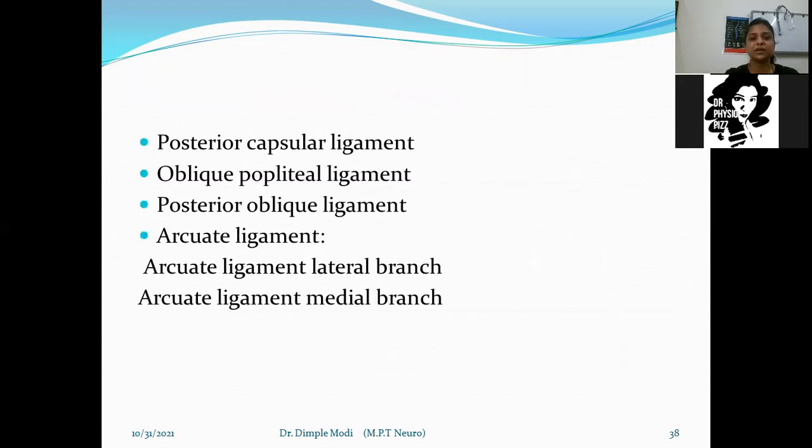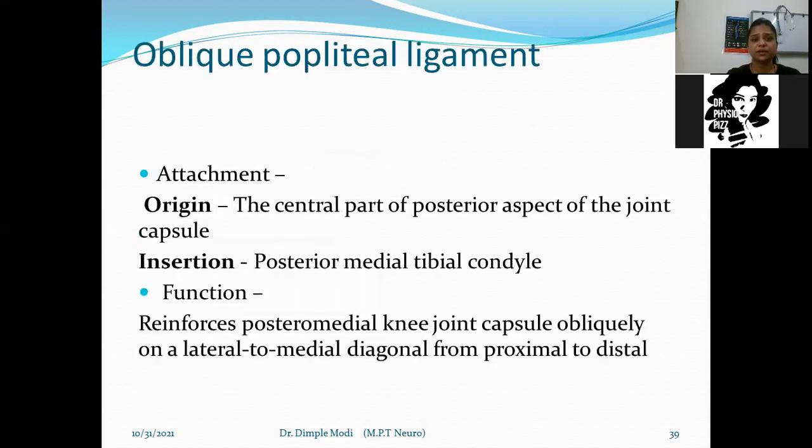Other ligaments are the posterior capsular ligament, oblique popliteal ligament, posterior oblique ligament, and arcuate ligament. It consists of a lateral branch and a medial branch. The oblique popliteal ligament originates from the central part of the posterior aspect of the joint capsule. Its insertion is into the posterior medial tibial condyle. Functions: reinforces the posterior medial knee joint capsule obliquely on the lateral to medial diagonal from posterior proximal to distal.